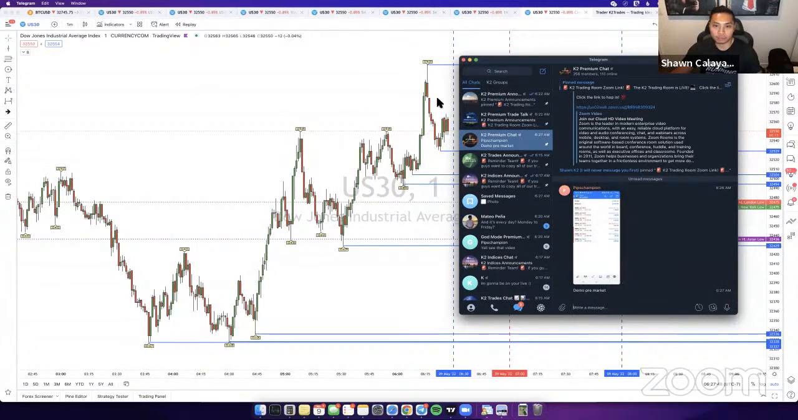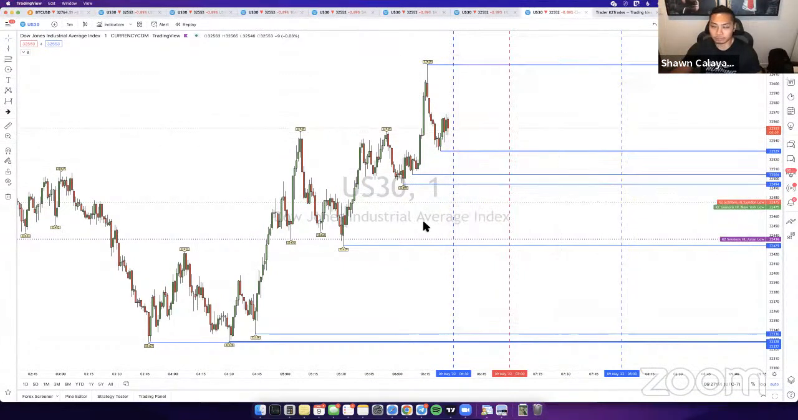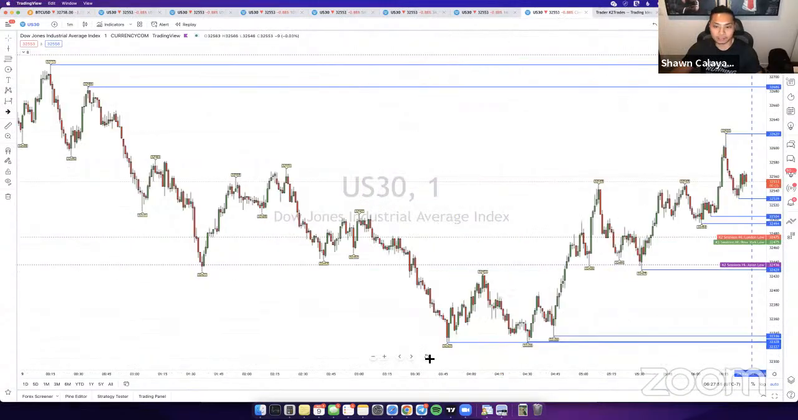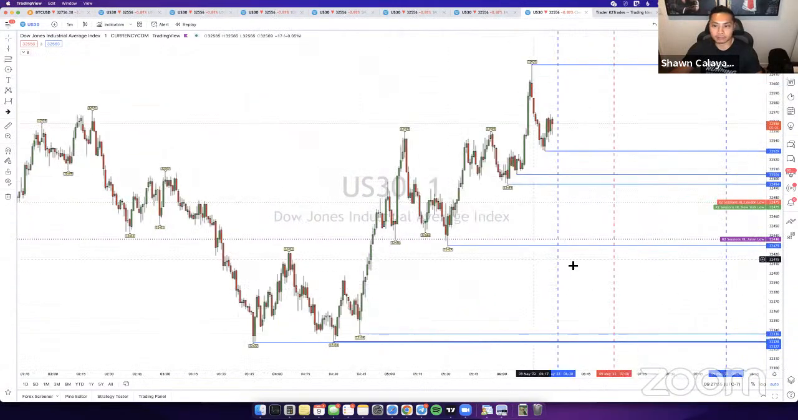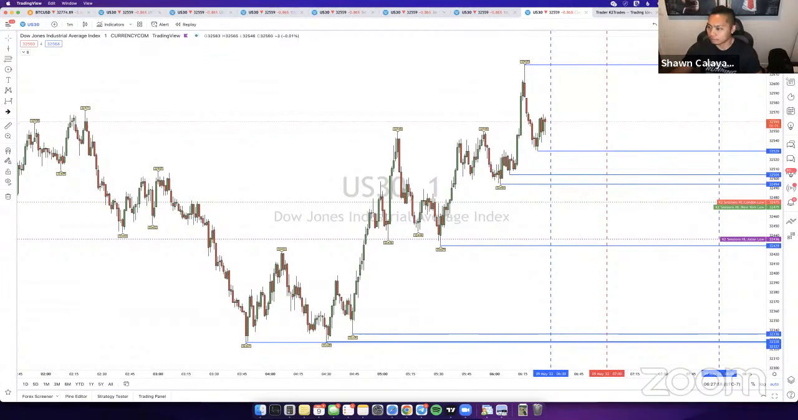If you guys want to play around with the market, it's fine to play around with demo. But when you use your live account, make sure to only take quality trades and trades that you're like 100% confident about.